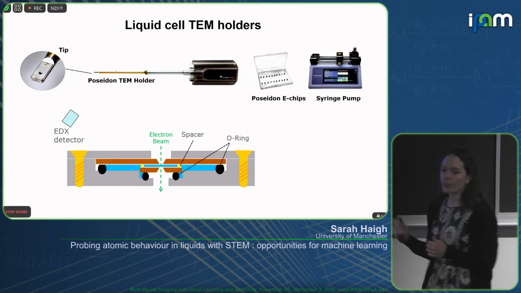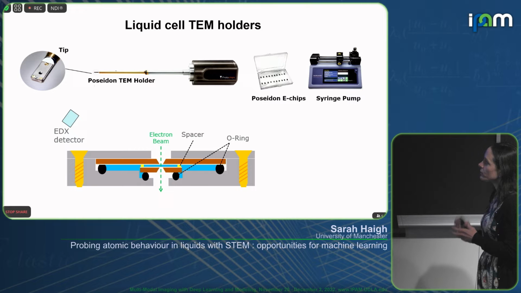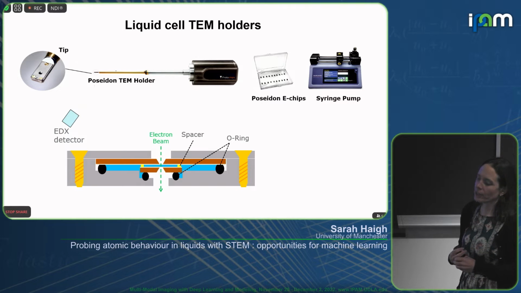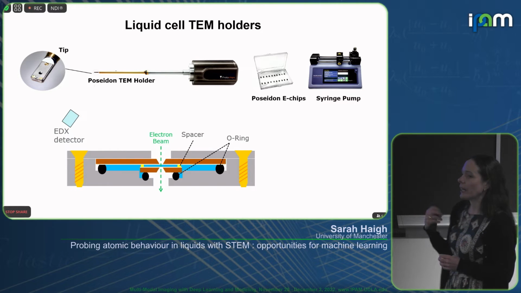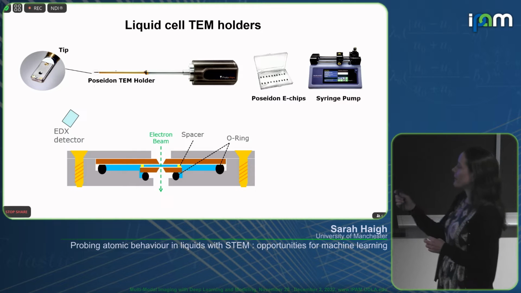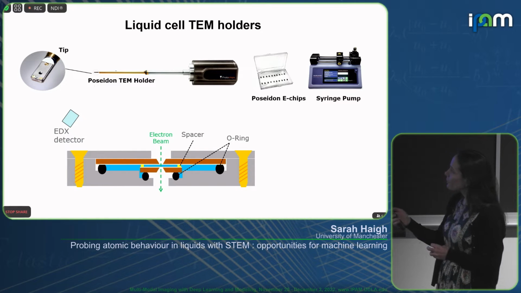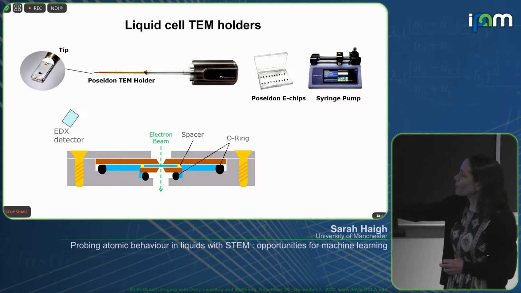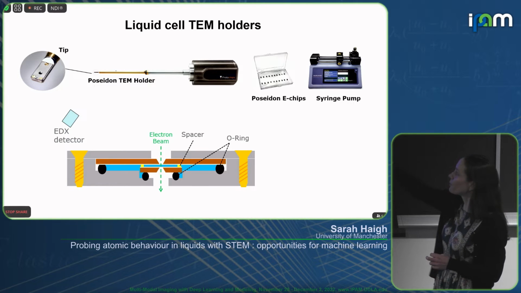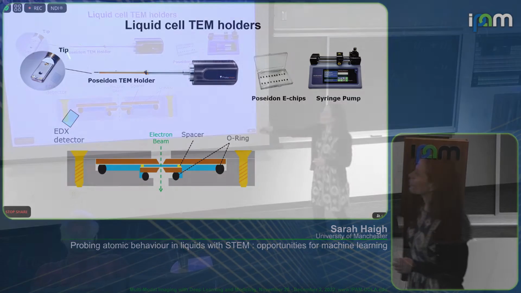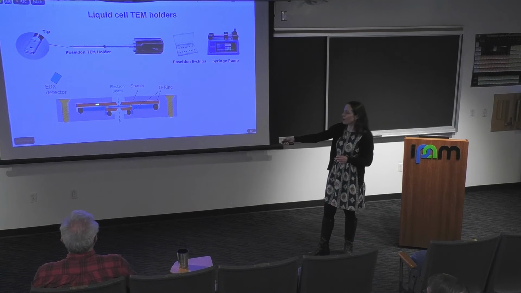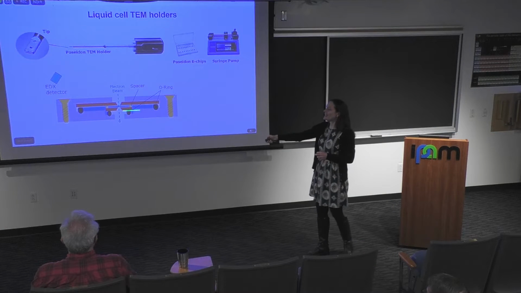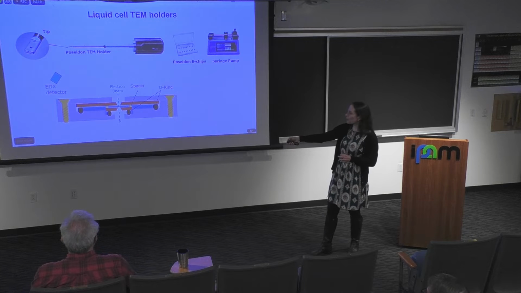Okay, so I mentioned that there's a variety of commercial systems, and we're really fortunate to have a full range of the Protochips liquid cells in the electron microscope that we have in Manchester. So the holder that goes into the side of the microscope looks something like this. There's a little pumping station that goes on the side. If you take a cross-section through the end of that TEM holder, you'll see this narrow channel of liquid.